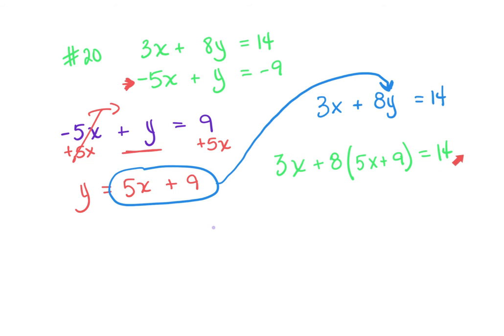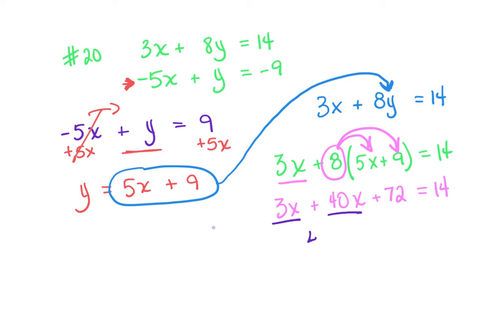Okay? And now I'm just going to solve. Distribute, combine your like terms, and solve. All right, so that's exactly what we're going to do. We're going to leave the 3x alone. Take the positive 8 and distribute it. 8 times 5x, what's 8 times 5? 40. So I have 40x. Then 8 times 9 gives me 72 equals 14. So I'm going to take this, and yes, we're going to combine our like terms, 3 and 40. Those are alike because they both have x's. The 72 does not have an x, so I cannot combine that, right?